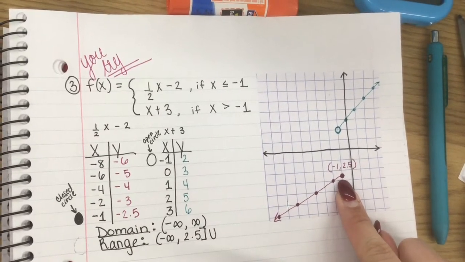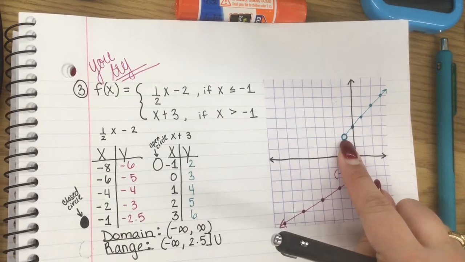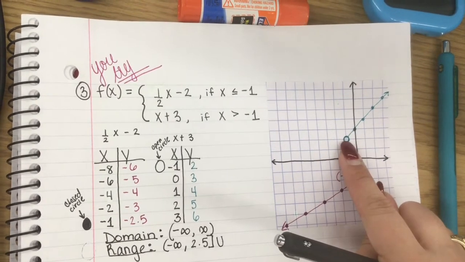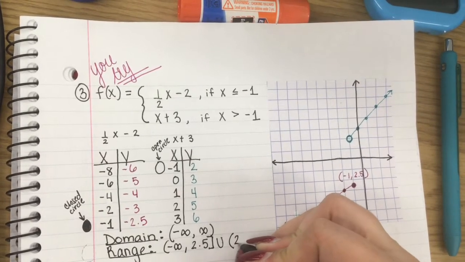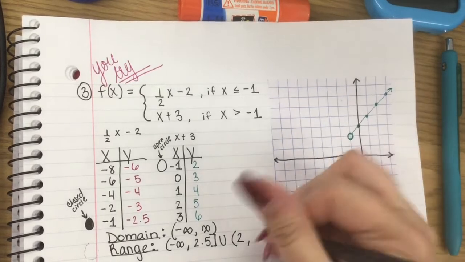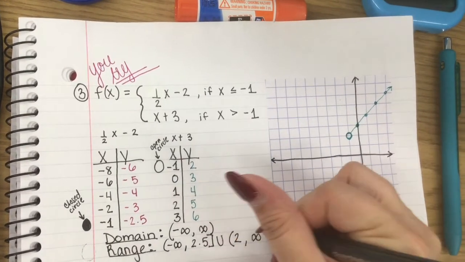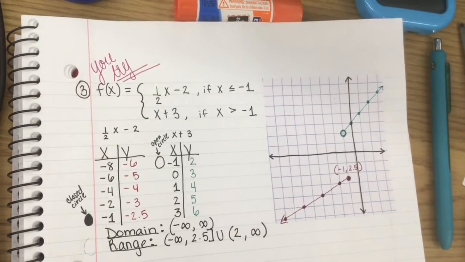So notice that we do use a bracket for that -2.5 in the range. As we're coming up towards that top half of the graph, we do see that that y value is at 2 and it's got an open circle, so we're using a parentheses. And then that does continue on to positive infinity. Remember, write negative 2.5.